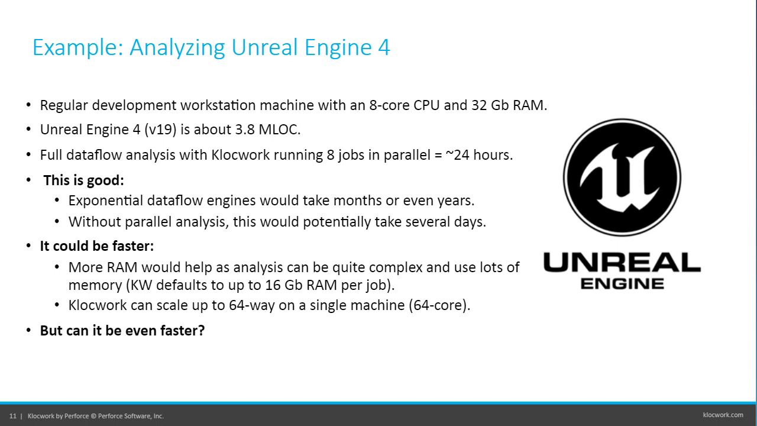So with Clockwork in particular, it defaults to up to 16 gigs of RAM per job. And it can also scale up to 64-way on a single machine. So if we had the resources available, we'd be giving it 4 times the amount of RAM per core and up to 8 times the number of cores. Obviously, each one of those multiplications generally decreases the time because of the parallelization. If we had 8 times the number of cores, we'd roughly divide the analysis time by 8. So we'd be down to about 3 hours. But it's still a big job, and not really suitable for something within a CI structure where you want fast feedback.